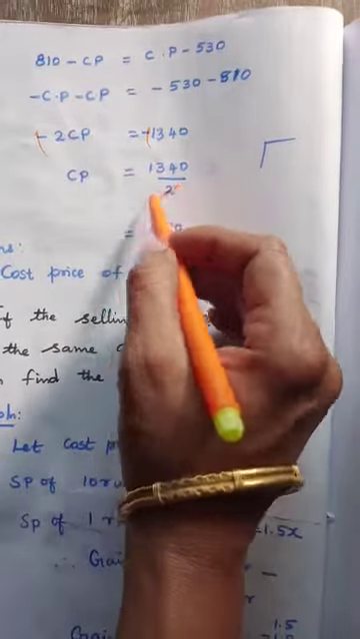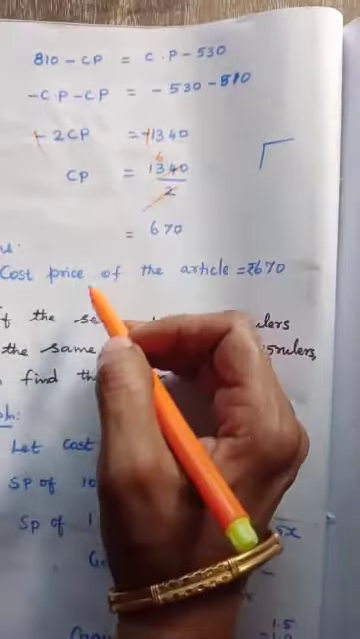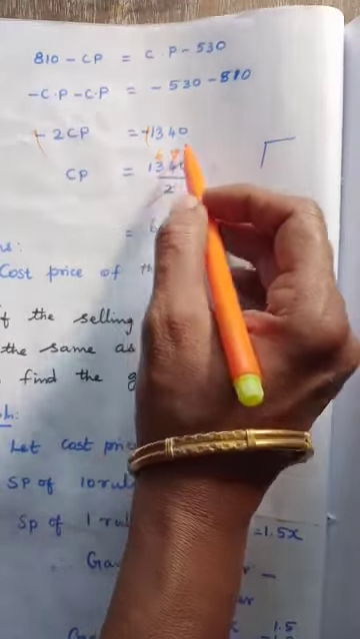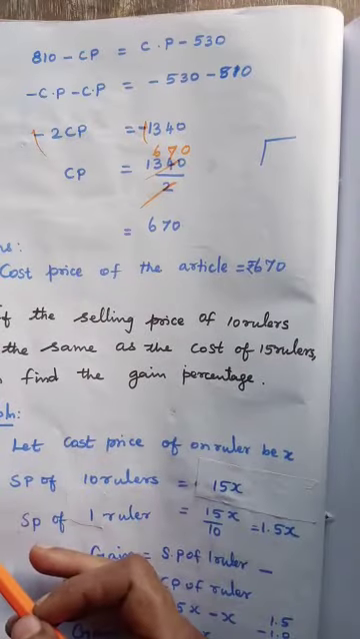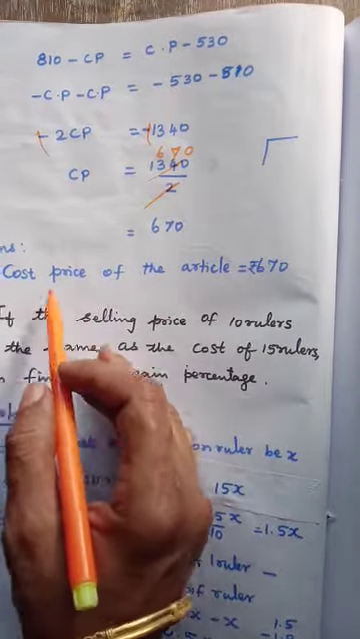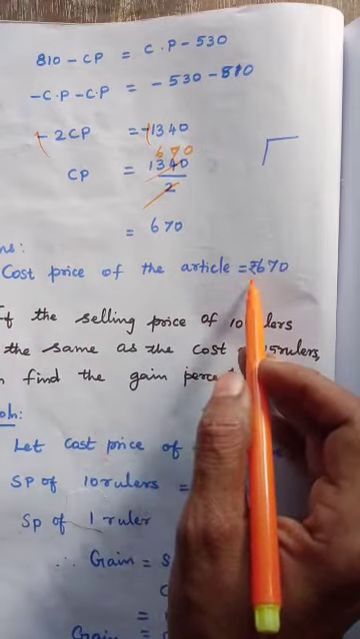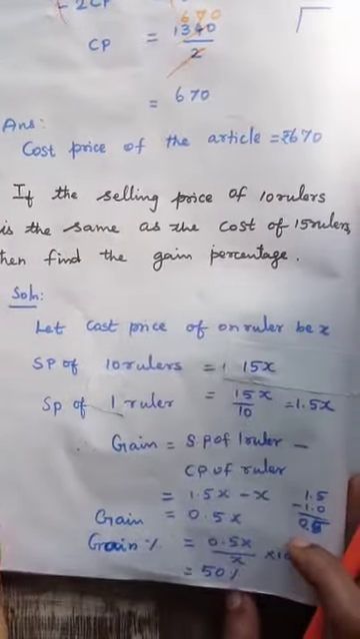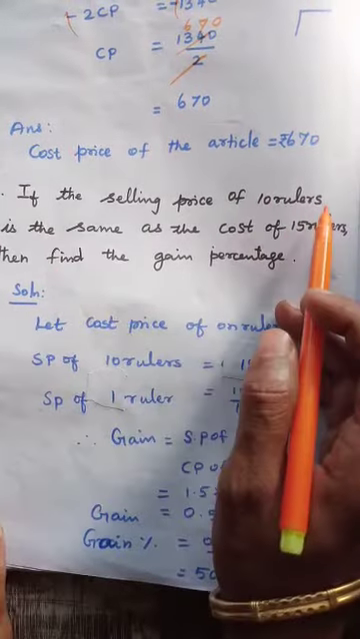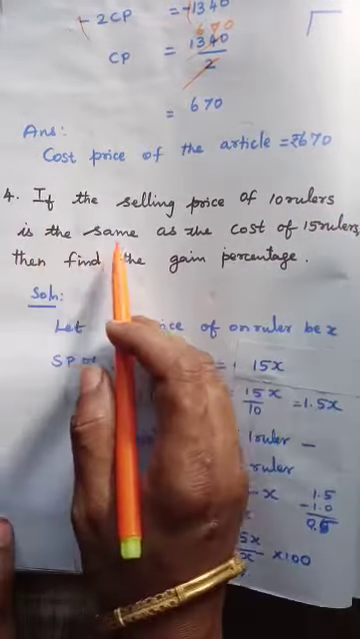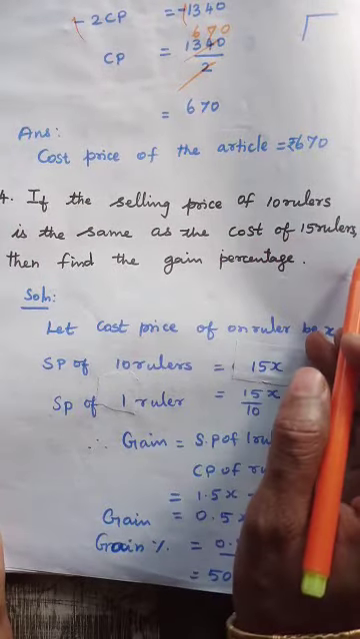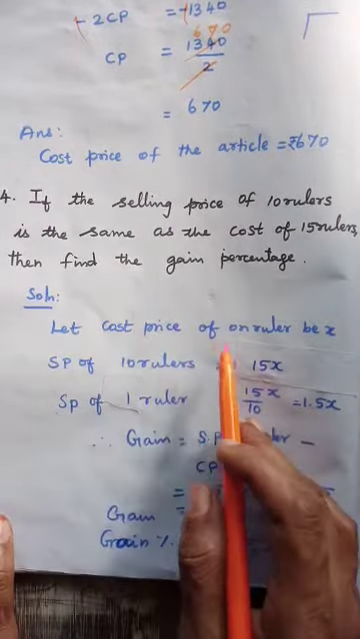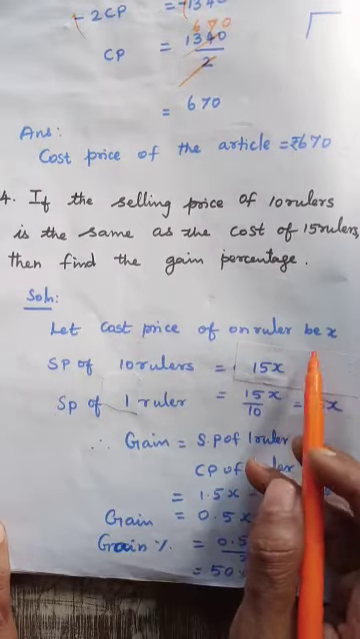1340 by 2, and you cancel. 6 2s are 12, remainder 1. 7 2s are 14, so remainder 0. So we are taking one more 0. So the cost price of the article is equal to rupees 670. Then we shall move to the fourth problem. If the selling price of 10 rulers is the same as the cost of 15 rulers, then find the gain percentage. Let the cost price of 1 ruler be X.